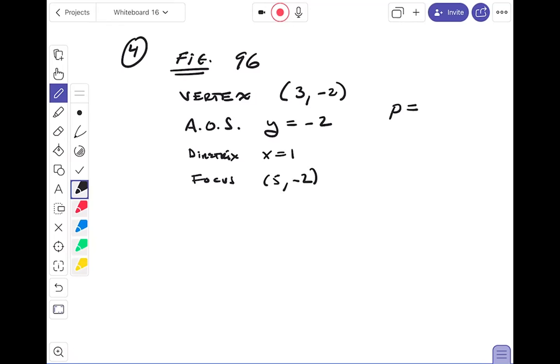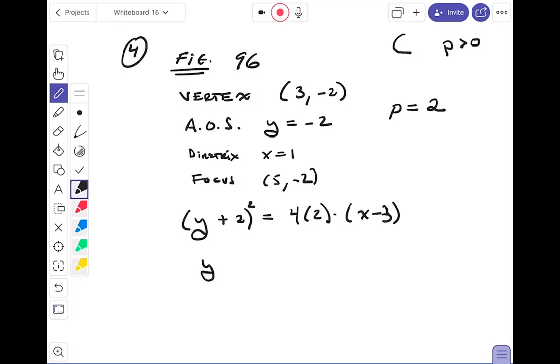Now, I want to point out, looking at the picture, it looks like this. So I know the p is a positive number. All right, so looking at the picture, what's the p going to be? Well, it looks like 2. I'll put that down. All right, so let's write this down. What's it going to be? y minus a minus 2, which is plus 2, squared equals 4p, p is 2, times x minus 3.